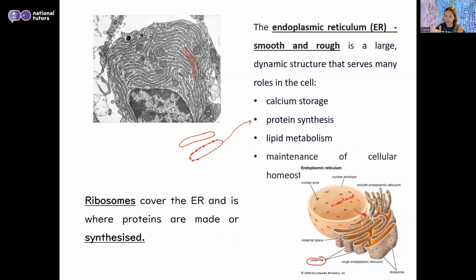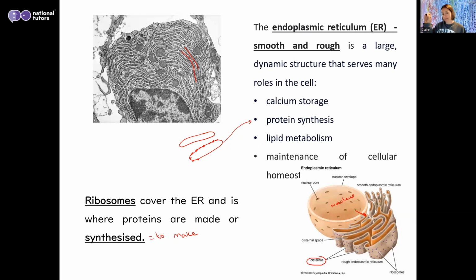But again, over the next few lessons, we're going to establish a little bit more about that and what's come out of the nucleus. So ribosomes, they cover the ER and is where the proteins are made or synthesized. So know the word synthesize means to make. If something is synthesized, it is to make. And in an exam question, if you write, instead of where proteins are made, where proteins are synthesized, that's just brilliant.